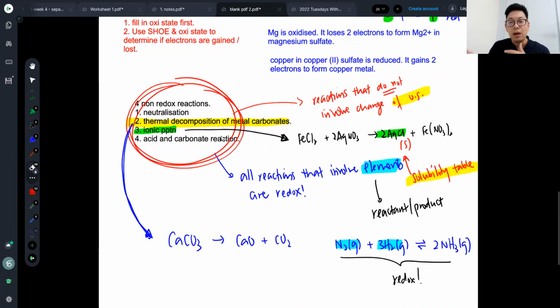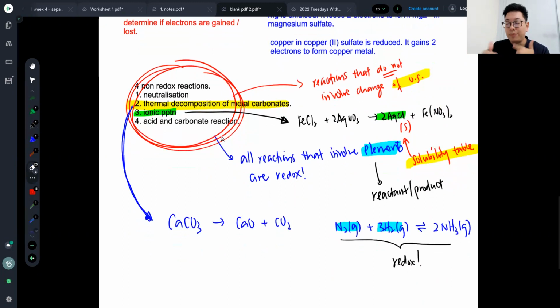So to answer your question, let me rewind a little bit. Someone asked, and I said this: the cheat code is this. When you are given MCQ questions asking which is non-redox, as long as it involves an element, it is confirmed redox. The element can be in any state, solid, liquid, gas, it doesn't matter. Elements must gain electrons or lose electrons. The element's oxidation state will increase or decrease. So as long as it involves an element, it is redox.